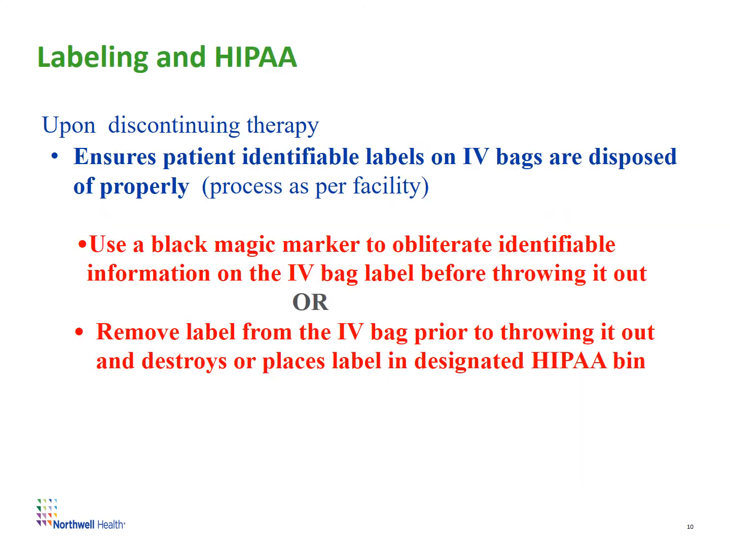Once you have finished with IV tubing or IV bags, and you are changing the tubes or changing the bags, always make sure that you remove the patient identification labels. Either you can use a magic marker to obliterate the identifiable information, or just peel off the identifying label from the bags or the tubes. This is in accordance with the HIPAA protocol.